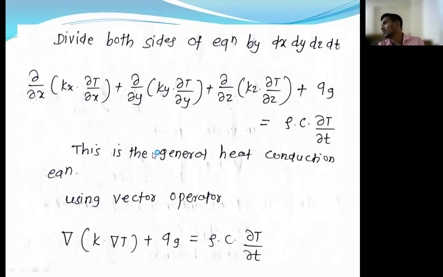So in the last lecture, we discussed the general heat conduction equation. We covered the derivation of that equation and obtained the general heat conduction equation in the Cartesian coordinate system. After that, we discussed the different forms of the general heat conduction equation.